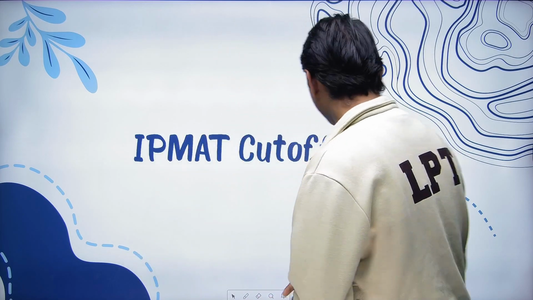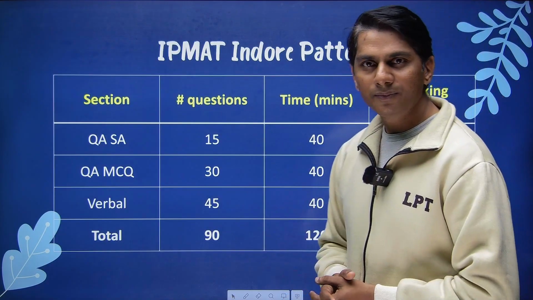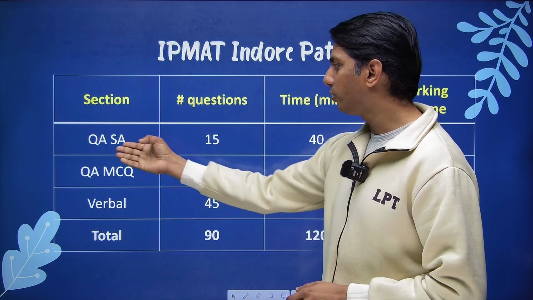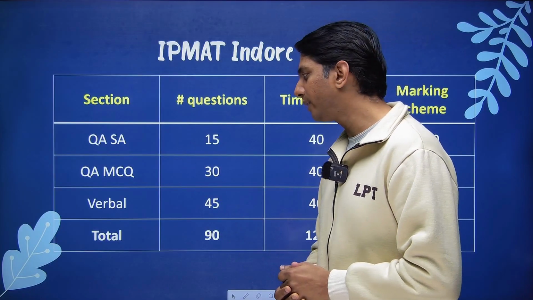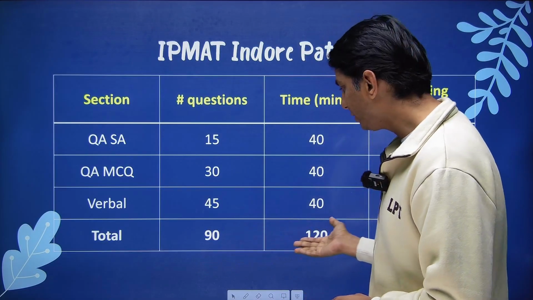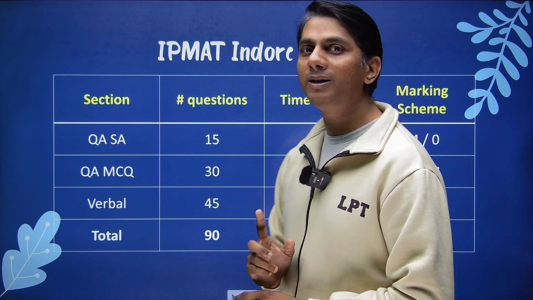Starting with IIM Indore. IIM Indore accepts the score of IPMAT Indore. IPMAT Indore, as you all must be aware, has three sections: QA short answers, QA MCQ and verbal. 15, 30 and 45 questions, making a total of 90 questions to be attempted in 120 minutes. There is a sectional time limit of 40 minutes each.